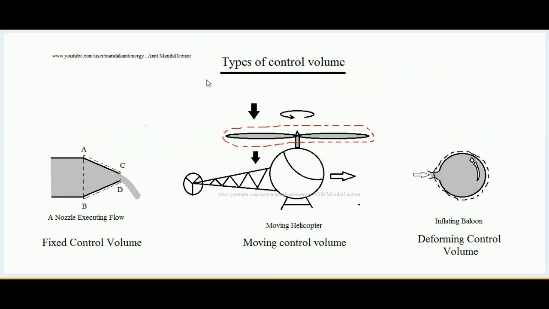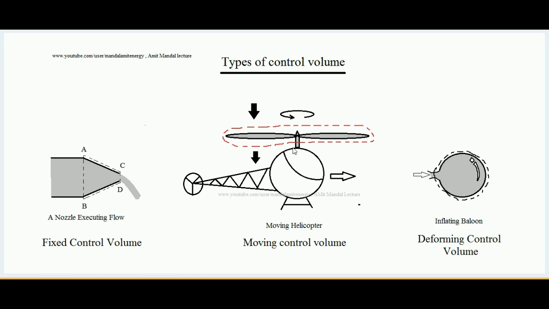Now how many types of control volume are possible? That is what we are going to learn in this slide. One type is the fixed control volume. If the control volume doesn't change its position and remains fixed, then it is called a fixed control volume. For example, this is a nozzle through which some fluid, say water, is flowing. If we consider the volume of this nozzle as the control volume, this is a case of fixed control volume, because the control volume remains intact over its position. The water goes inside the control volume and ultimately leaves it.